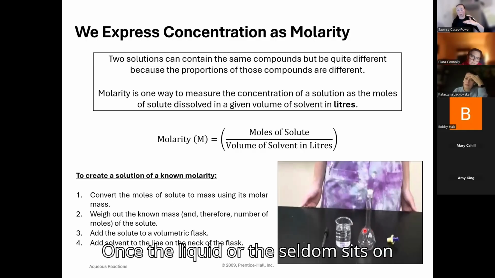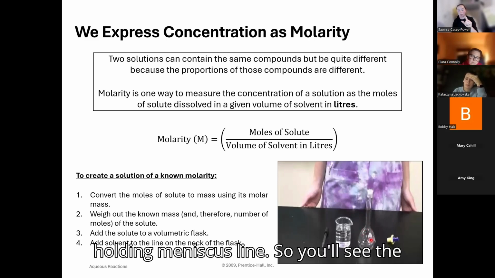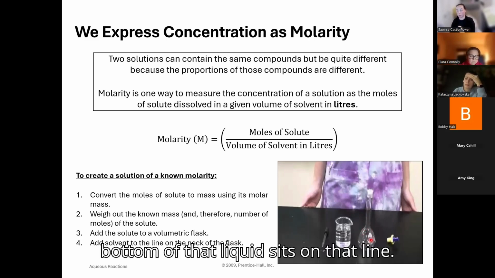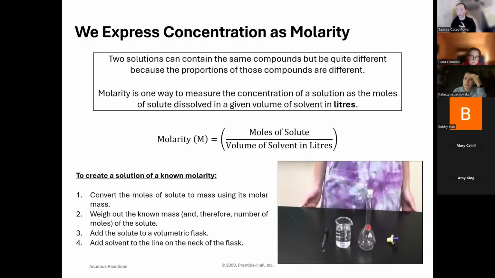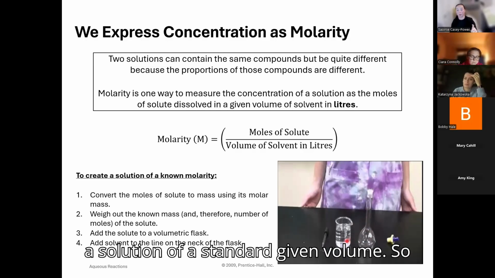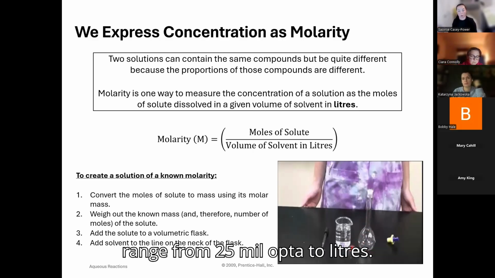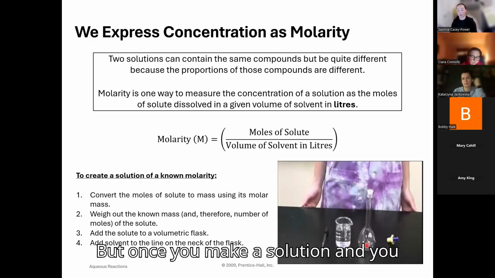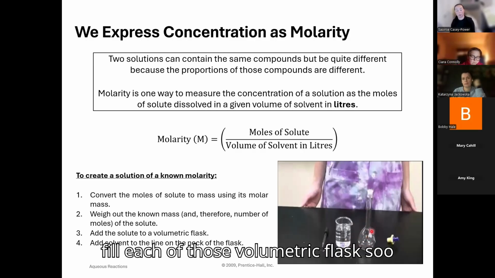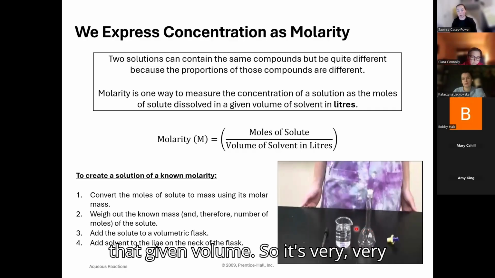Once the liquid or the solvent sits on that line, called a meniscus line, you'll see the bottom of that liquid sit on that line. What that means is that you have created a solution of a standard given volume. Each of these volumetric flasks ranges from 25 ml up to 2 liters. Once you fill each of those flasks to that line, you have made a solution of that given volume. So it's very, very precise.